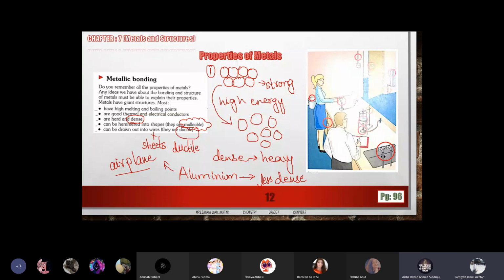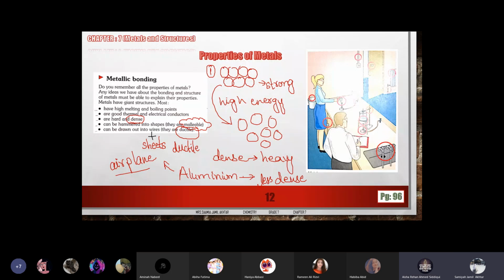Teacher, did you put a cross or is it a plus sign? A plus. It's not a cross. Wires plus sheet means ductile. In your book it's written only about wires. It can be drawn into wires, but it can also be drawn into sheets.